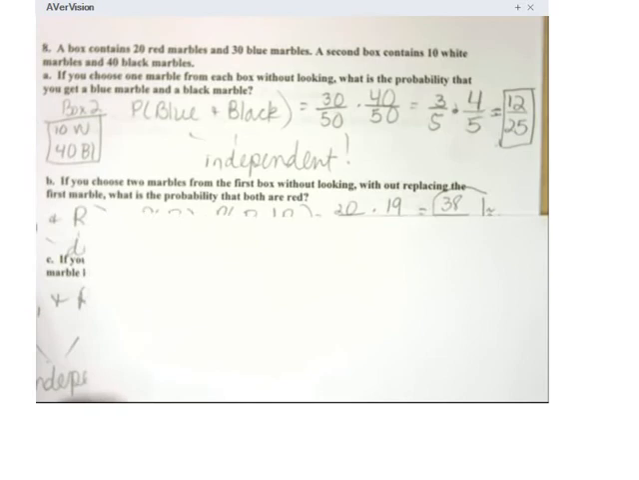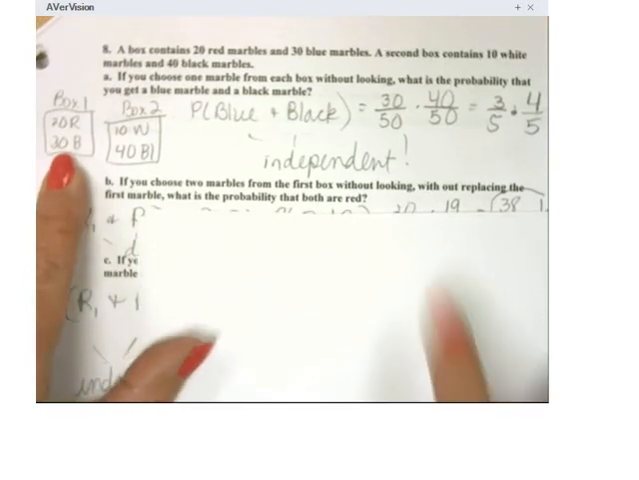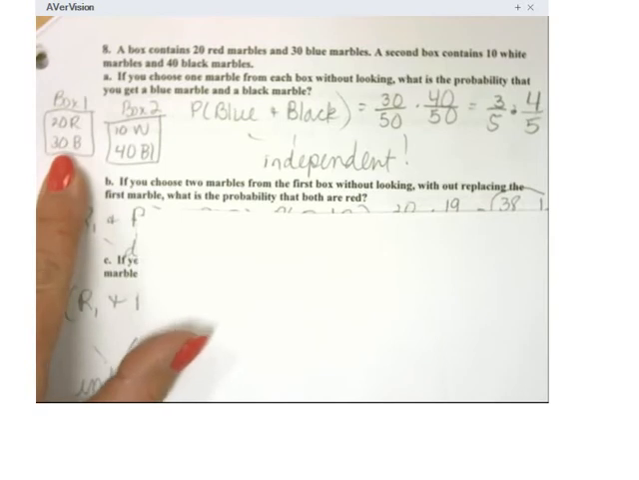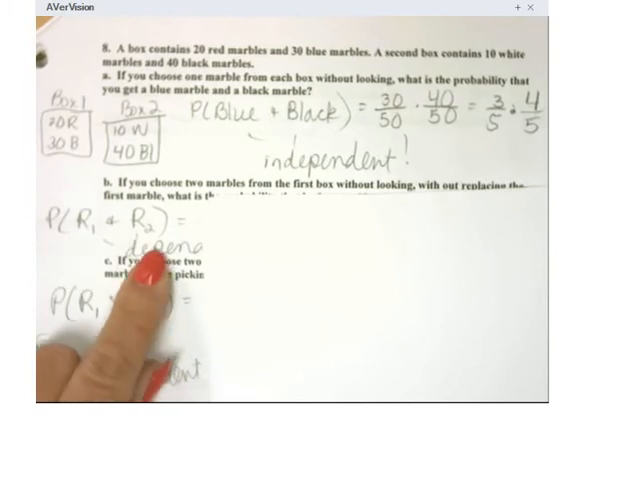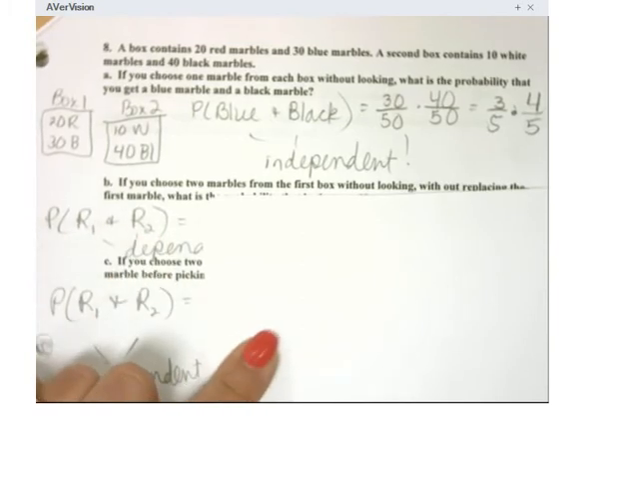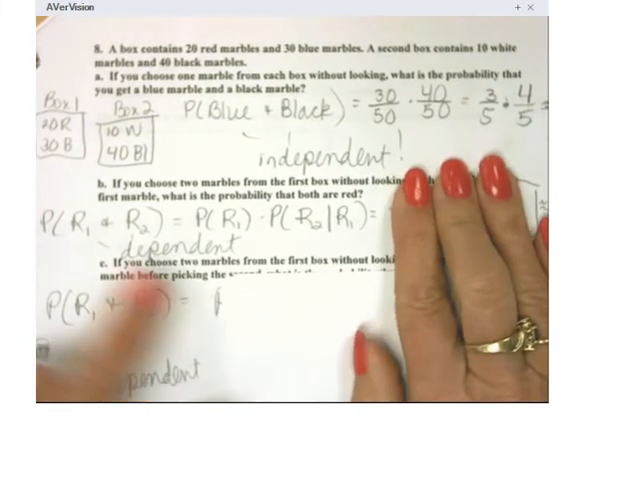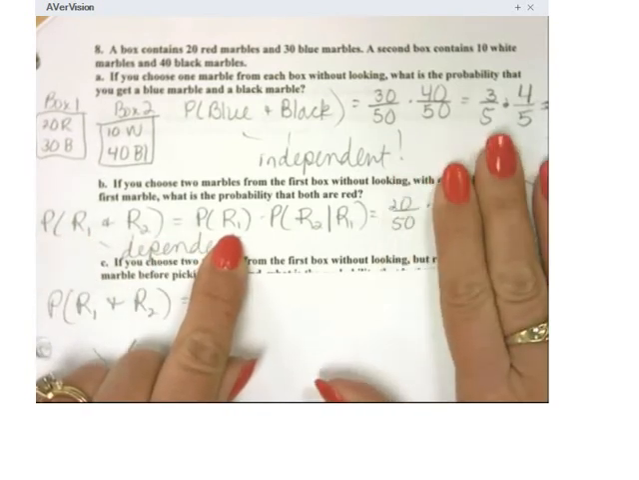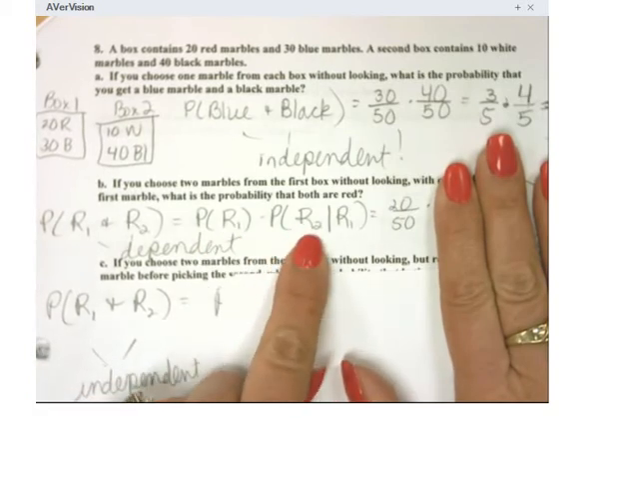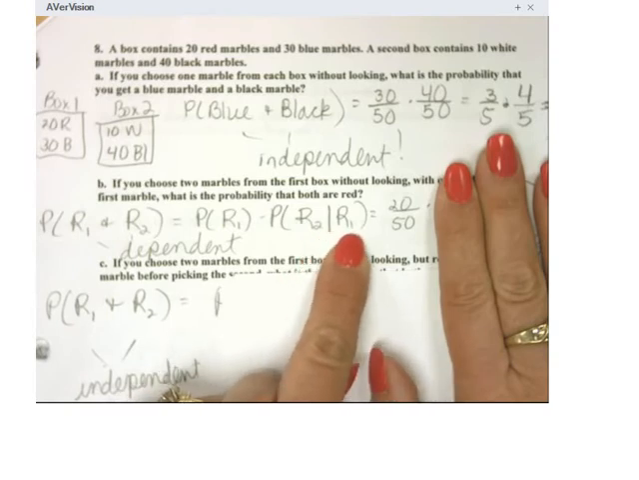Now we're going to choose 2 marbles from the first box without looking. So we're just going to choose from this first box. And this time we are not going to be replacing the first marble. So we want to find what's the probability of drawing a red on the first draw and a red on the second one, but you are not putting it back. So I am doing this dependently, and here comes our formula. We find the probability of drawing a red the first time. But now we need to find the probability of drawing a red the second time, given that we already drew a red the first time.